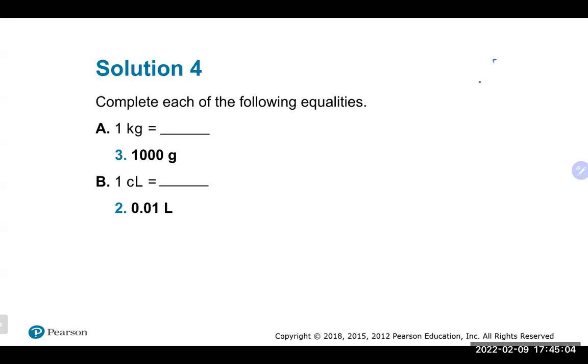Too many buttons. Here, try that one. There you go.